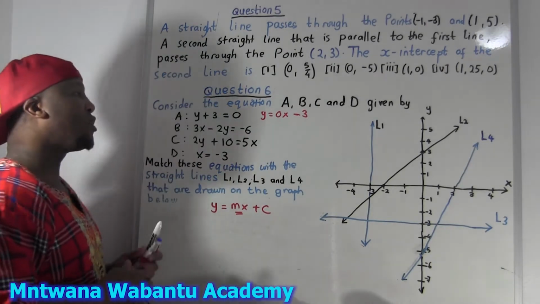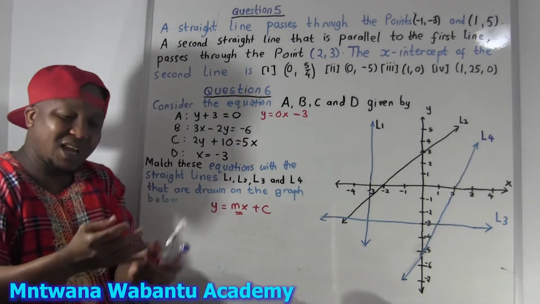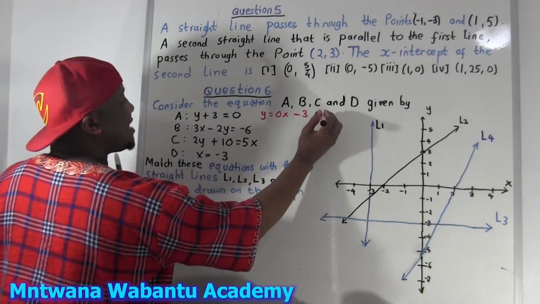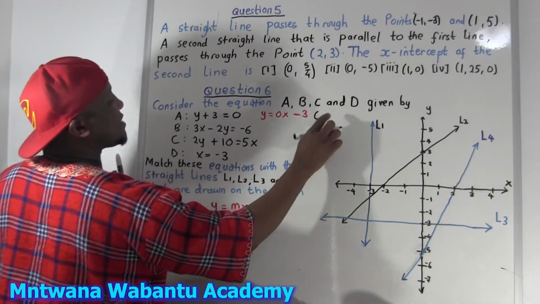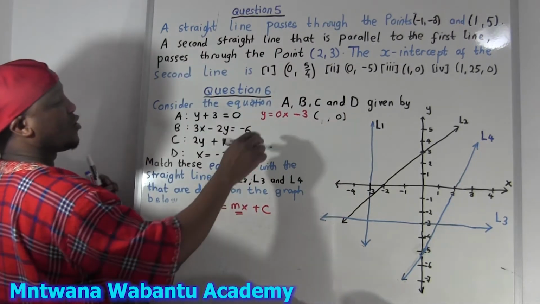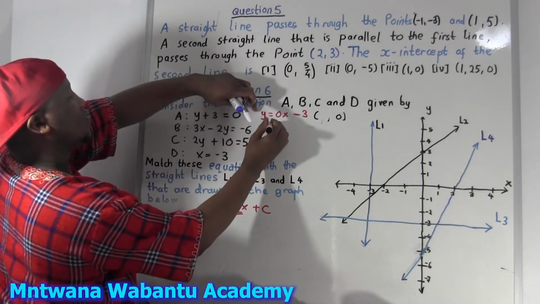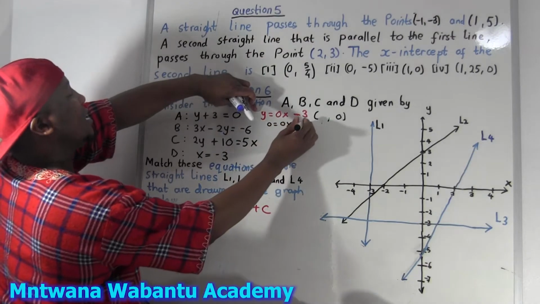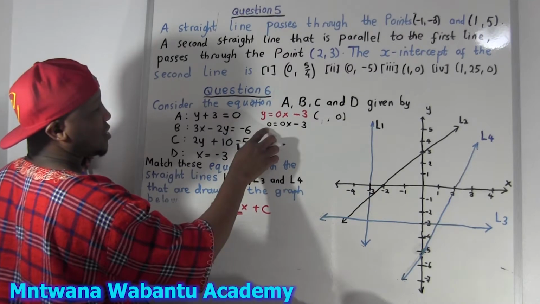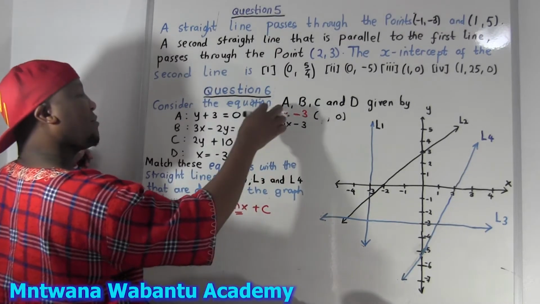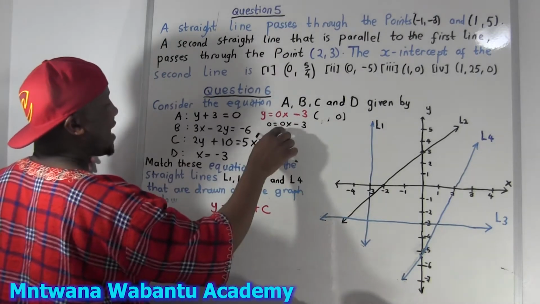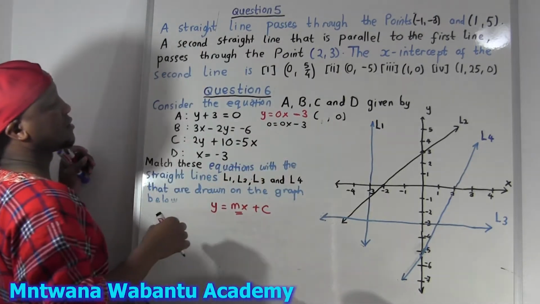So for me to draw a graph, I need to know the x-intercept and the y-intercept. When x is the intercept, what is the value of y? We know y equals 0. So this can be 0 equals 0x minus 3. y equals 0. You know what I'm saying? And then this is going to come. So when x is the intercept, y equals 0.